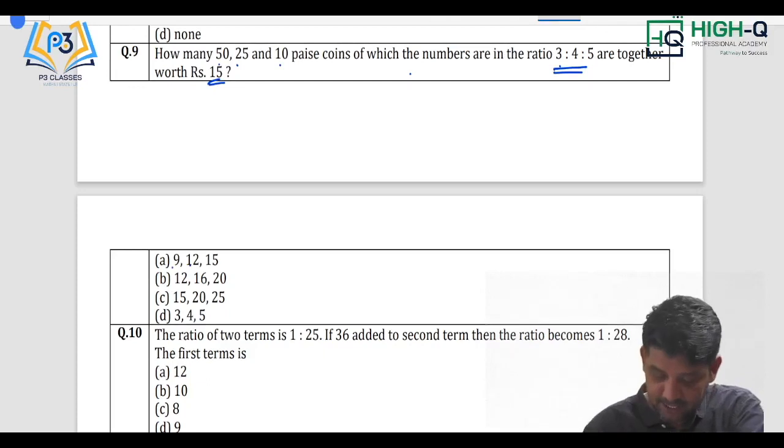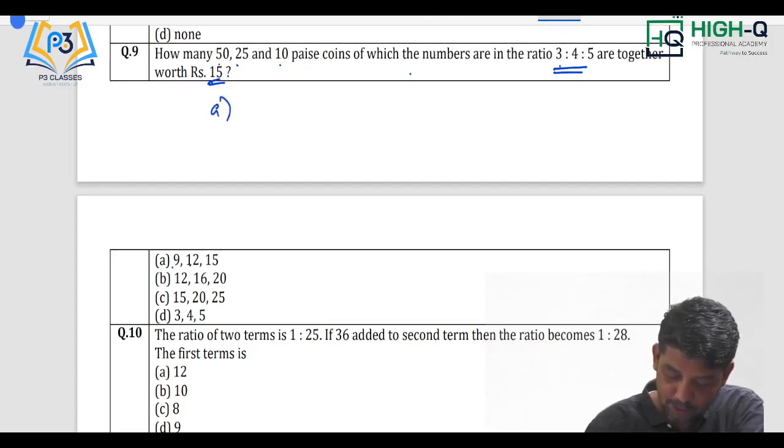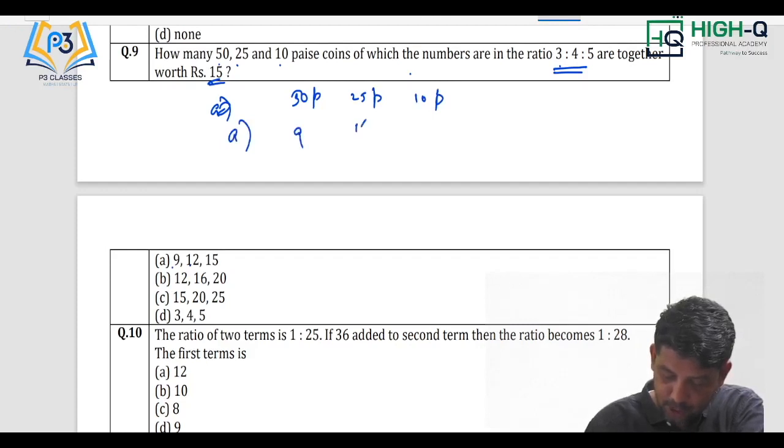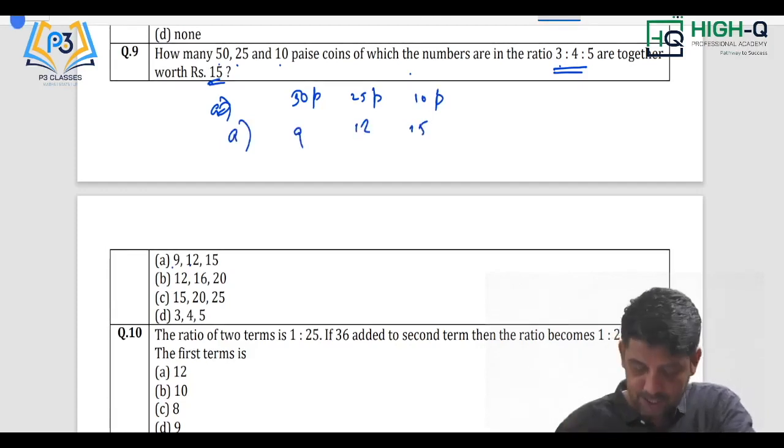Sir, first condition satisfied, sir. What is the second condition? Total amount should be 15. How to check the total amount, my dear? See, total 3 types of coin: 50 paise coin, 25 paise coin and a 10 paise coin. What is option A? 9, 12, 15. So 3 is to 4 is to 5. First condition satisfied. Second condition is total amount should be 15.